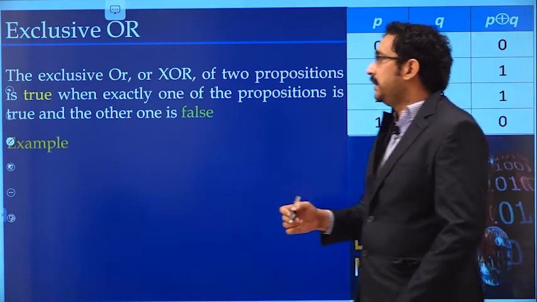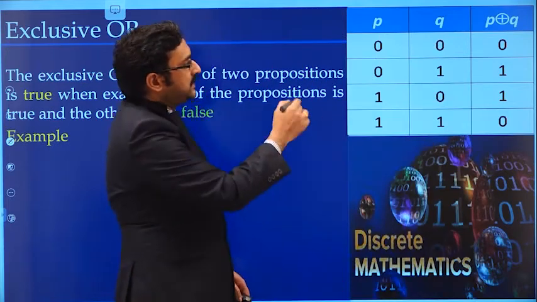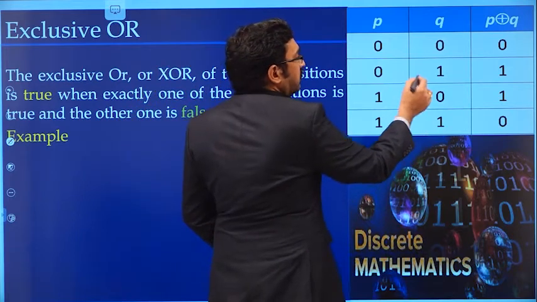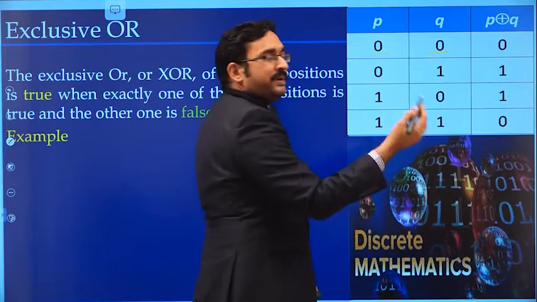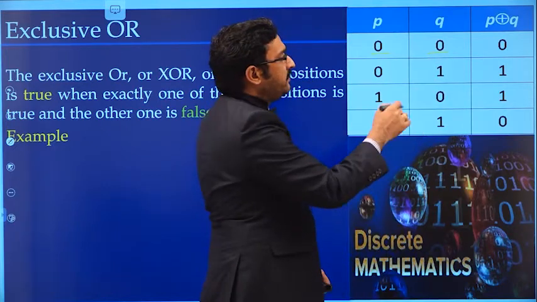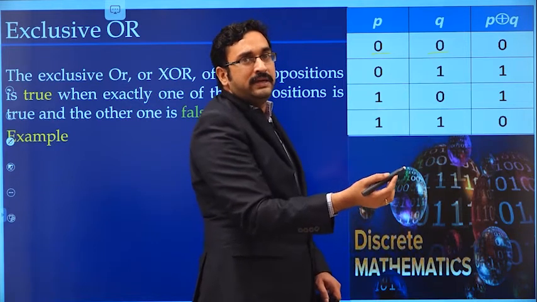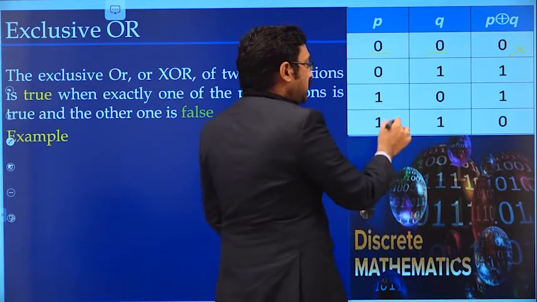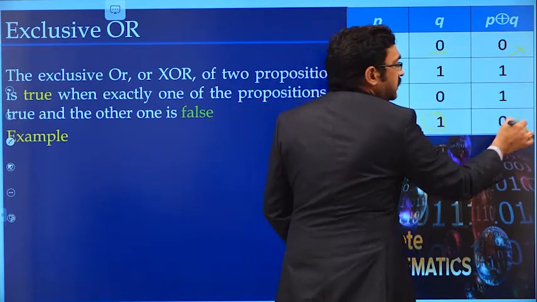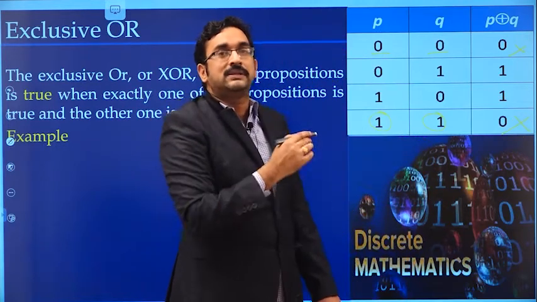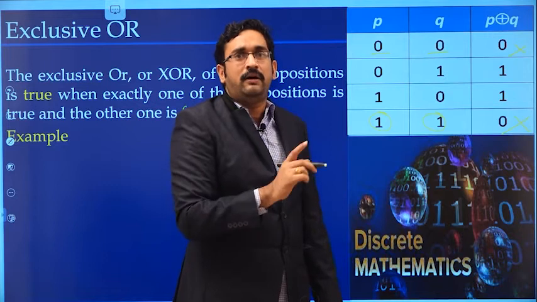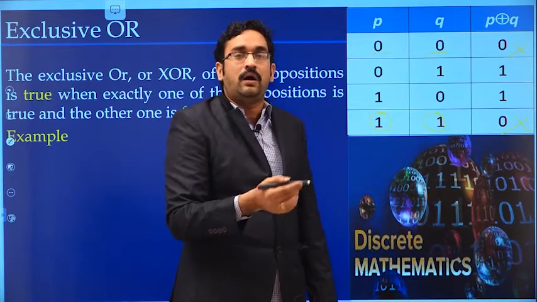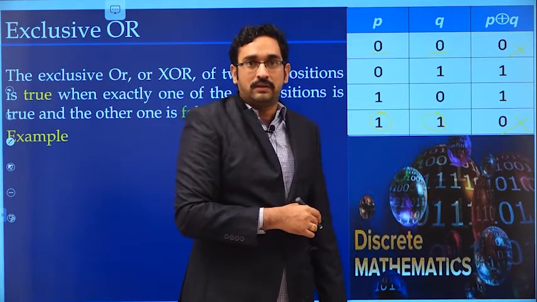Next we will discuss exclusive OR. If you observe the table, we can understand how an exclusive OR works. When both have the same value, whether true or false, in that case exclusive OR is false. Here both are false. In that case exclusive OR gives false. Here both are true. In that case also it is false. That means exclusive OR will be true if exactly one of P and Q is true. If both have the same value, either true or false, in that case exclusive OR will be false.